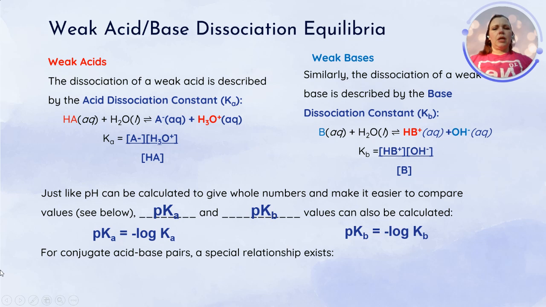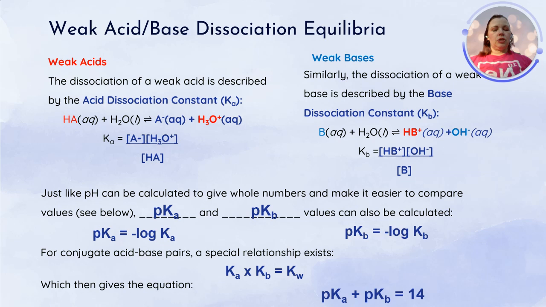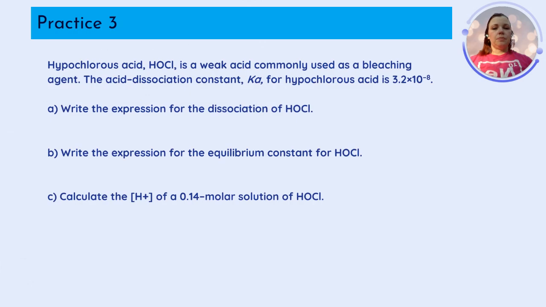What we mean by that is, if you have ammonia as your weak base and then its conjugate acid, ammonium, their Ka and Kb would multiply together to give you Kw. And so that allows us to also derive this equation, which is pKa plus pKb is equal to 14, remembering that Kw is a constant, at 25 degrees Celsius, of 1.0 times 10 to the negative 14.